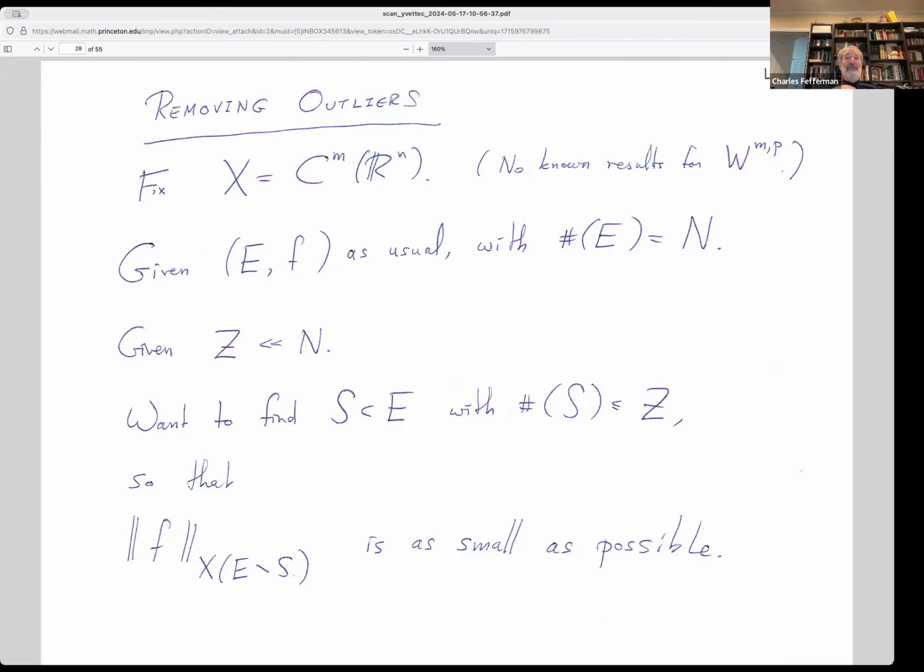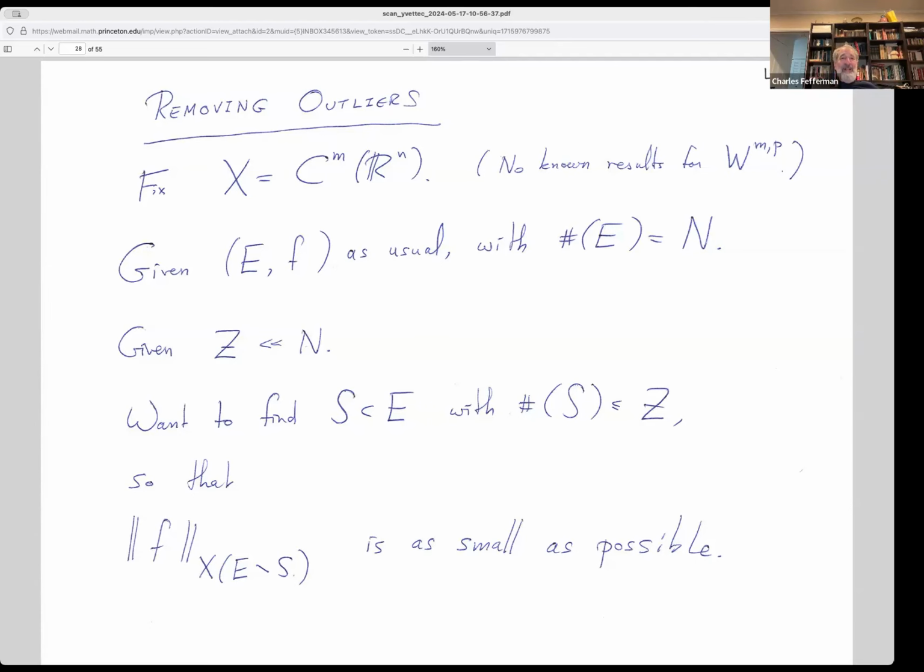What we want to do is to find a set S, a subset of E, those are going to be the outliers, containing at most Z points in such a way that if you take those points away from E, then the trace norm of the remaining problem is as small as possible. Here, I guess I've been sloppy. I should have said the trace norm of F restricted to E minus S, and then the norm of that in the space X of E minus S. But I think it's clear what I meant. Okay, so that's the problem.